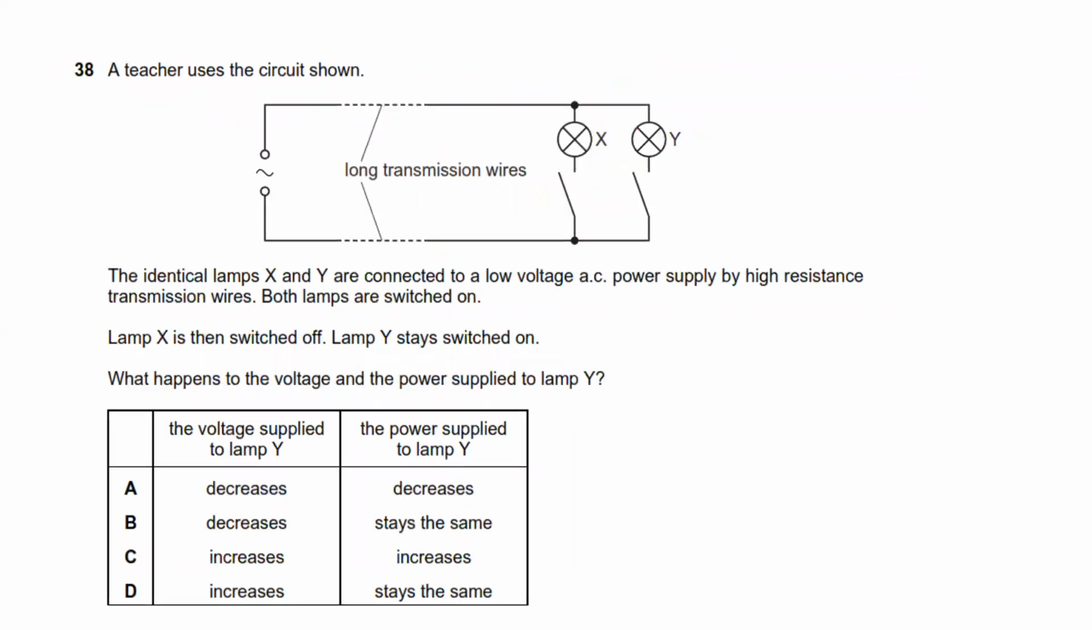Then question number 38. It says the teacher uses the circuit shown. The identical lamps X and Y are connected to a low voltage AC supply. So this is a low voltage AC supply by a high resistance transmission line. Both lamps are switched on. Then lamp X is switched off and lamp Y stays on. What happens to the voltage and power supplied to the lamp at Y?